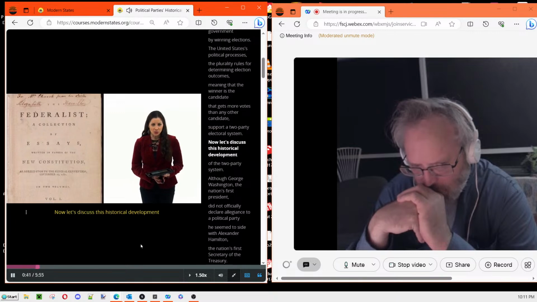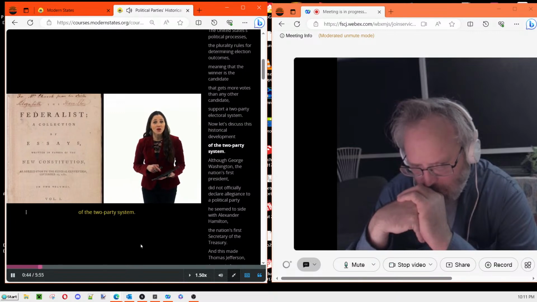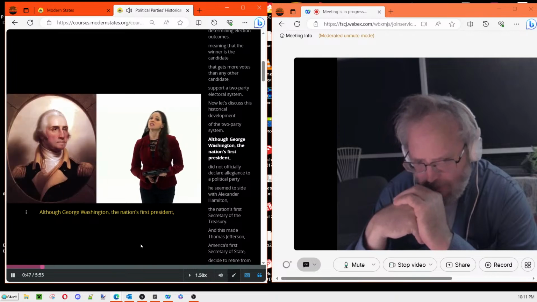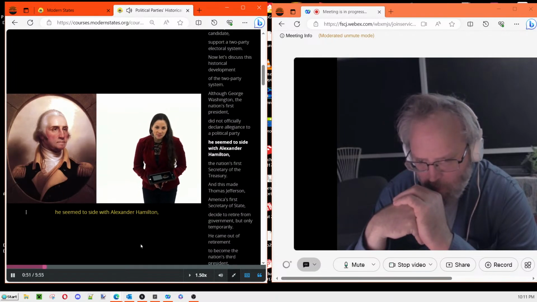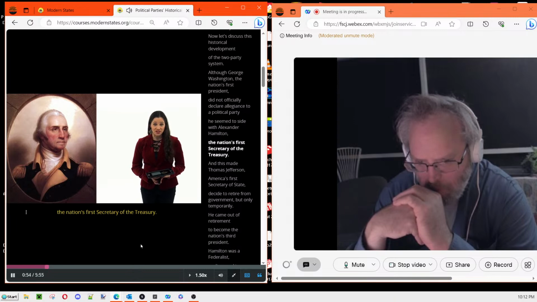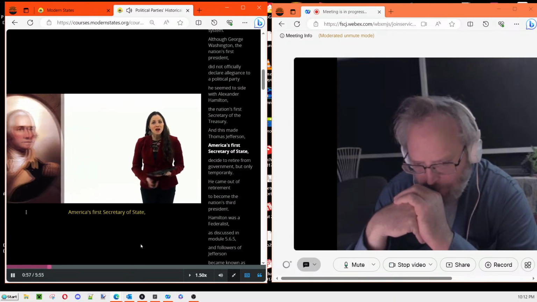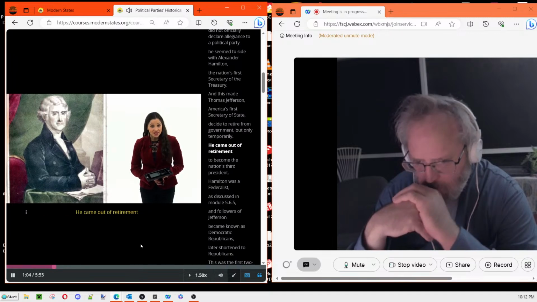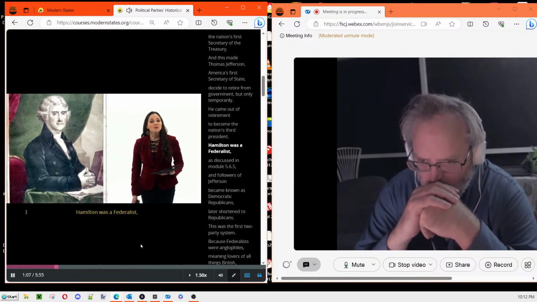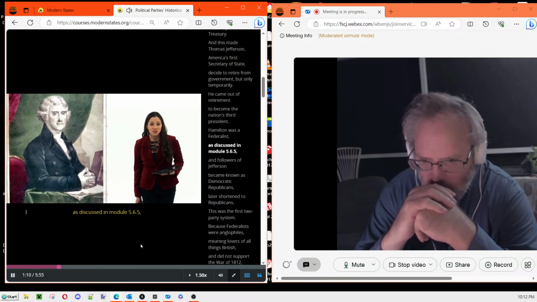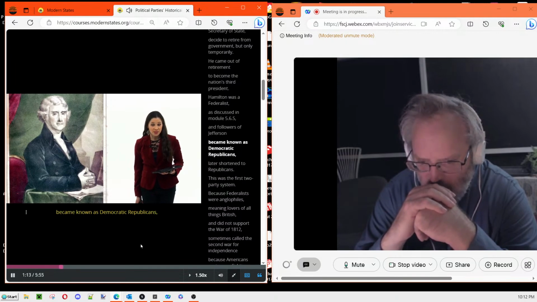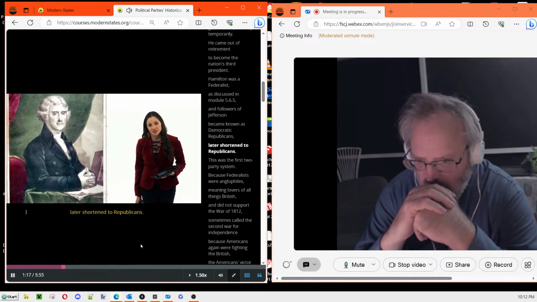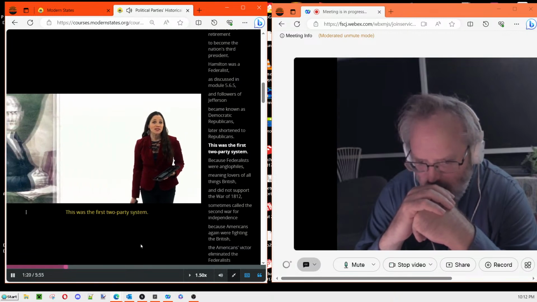Now let's discuss the historical development of the two-party system. Although George Washington, the nation's first president, did not officially declare allegiance to a political party, he seemed to side with Alexander Hamilton, the nation's first Secretary of the Treasury. And this made Thomas Jefferson, America's first Secretary of State, decide to retire from government, but only temporarily. He came out of retirement to become the nation's third president. Hamilton was a Federalist, as discussed in Module 5.6.5, and followers of Jefferson became known as Democratic Republicans, later shortened to Republicans. This was the first two-party system.